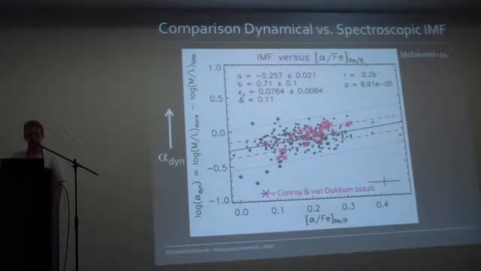Okay, and if I were to plot here the values from Conroy and van Dokkum derived with a pure spectroscopic approach, so fitting these indicators of low mass stars, it doesn't look in too strong an agreement. The relationship here is formally steeper, but in rather good agreement.